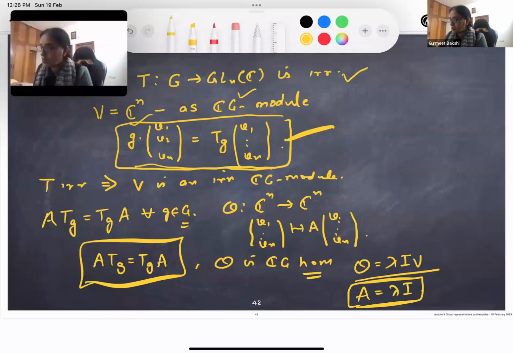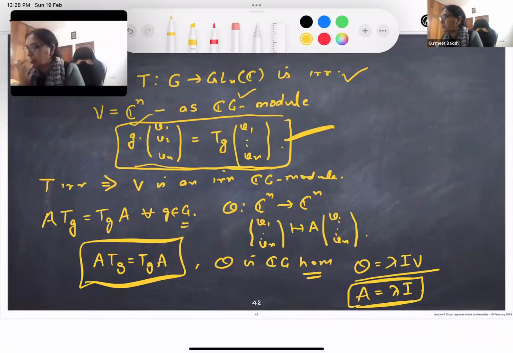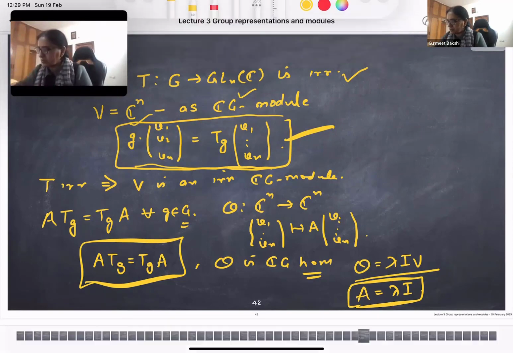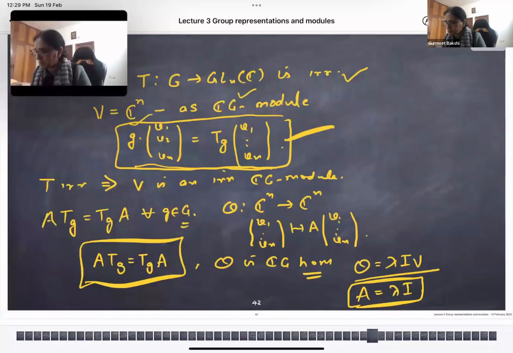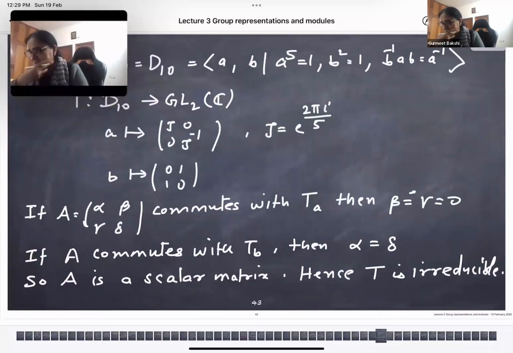Right? So this is how you prove, and conversely you can do the same steps backward, and you can prove the converse. Therefore this gives you a necessary and sufficient condition on irreducibility of representations. So let's apply this on a D10 representation. I have just taken a 2-degree representation of a dihedral group of order 10.